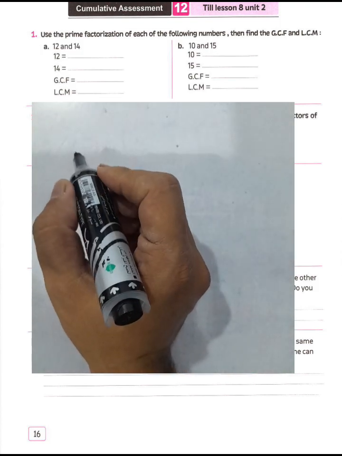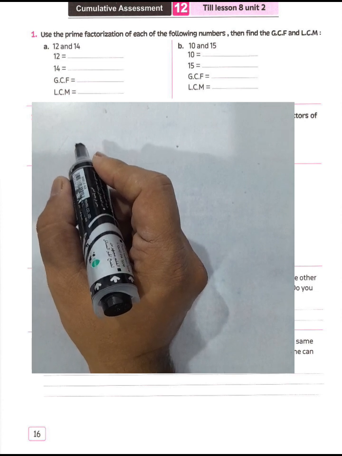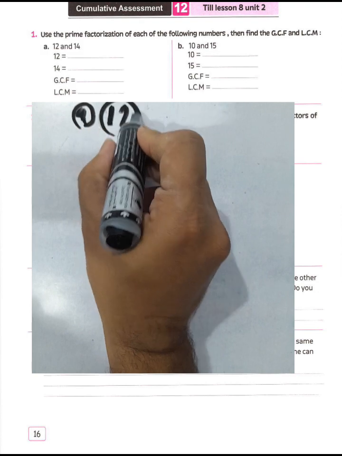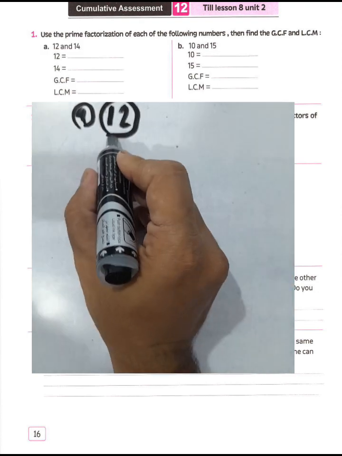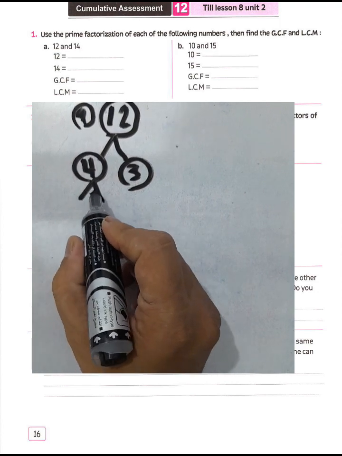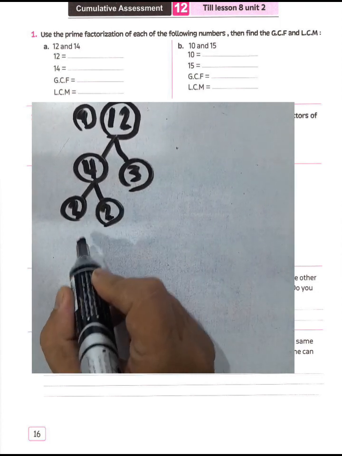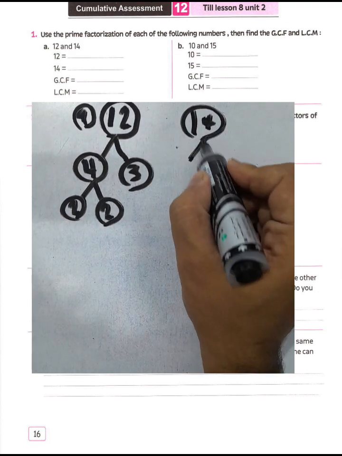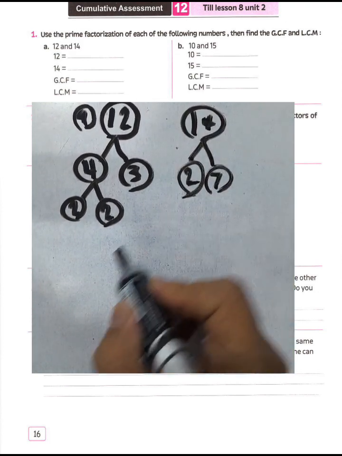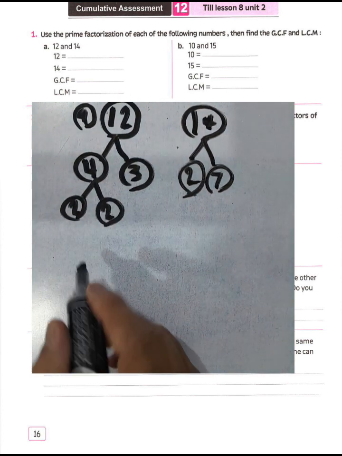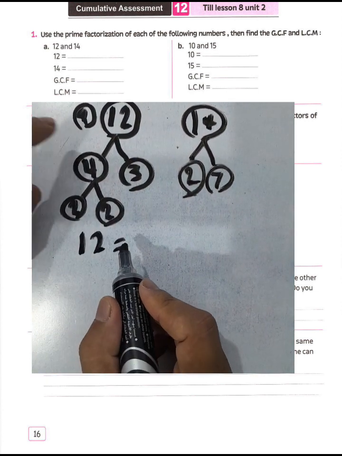We want to find the greatest common factor and least common multiple between the two numbers. We know 12 equals 4 times 3, and 4 equals 2 times 2. The next number, 14, equals 2 times 7. We know 14 can't be divided by 12, so we must write the factorization of each number.